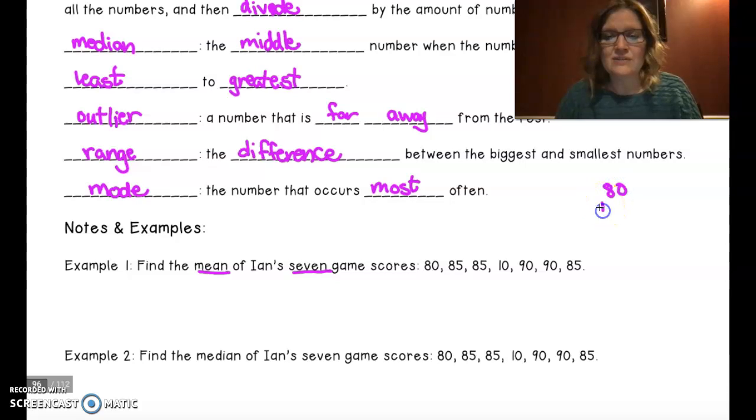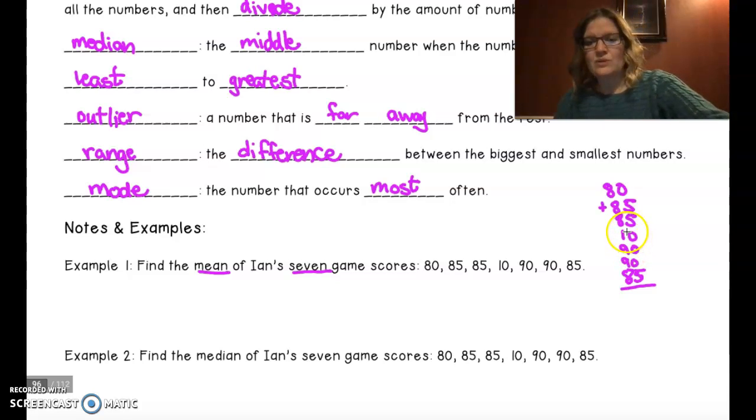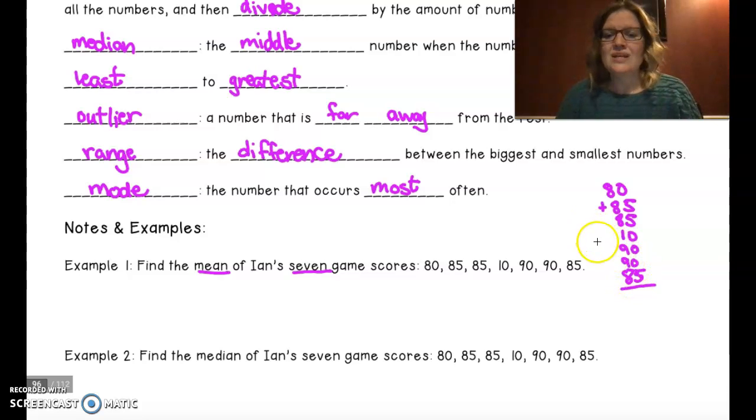I'm going to just give us lots of room. 80, 85, 85, 10, 90, 90, 85. And now I need to make sure that 85. Guys, my little pen is having a hard time. That is an 8. Okay, we need to make sure that we have 7 digits. So I'm counting 1, 2, 3, 4, 5, 6, 7. Perfect. So we need to add these up.